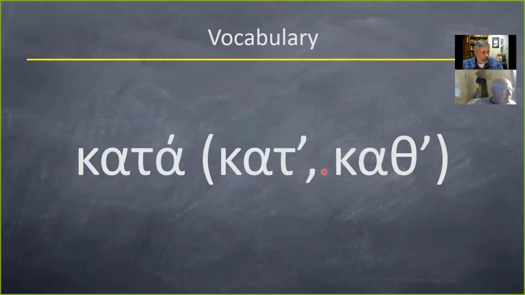So that's why those changes there. But kata is in the accusative. It means it's governing according to or through or during. If it's governing the genitive, it can have two functions. It's like two different words. In the genitive, it means down from or against.